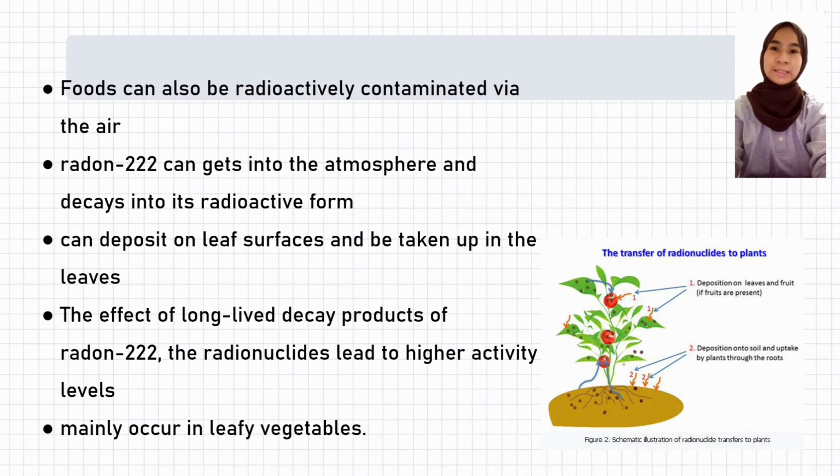Okay, we proceed to the next slide. Food can also be radioactively contaminated via the air, such as radium 222 can get into the atmosphere and decays into its radioactive form, can deposit on leaf surface and be taken up in the leaf. The effect of long leaf decay of product of radium 222, the radionuclides lead to higher activity levels, mainly occur in leafy vegetables.